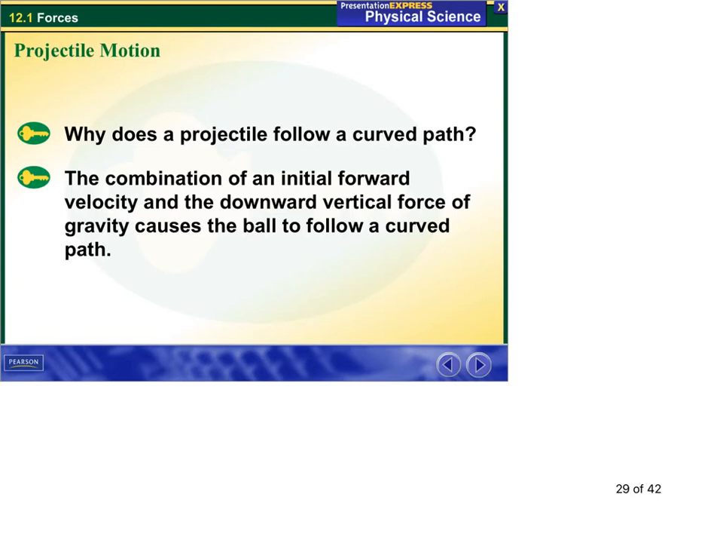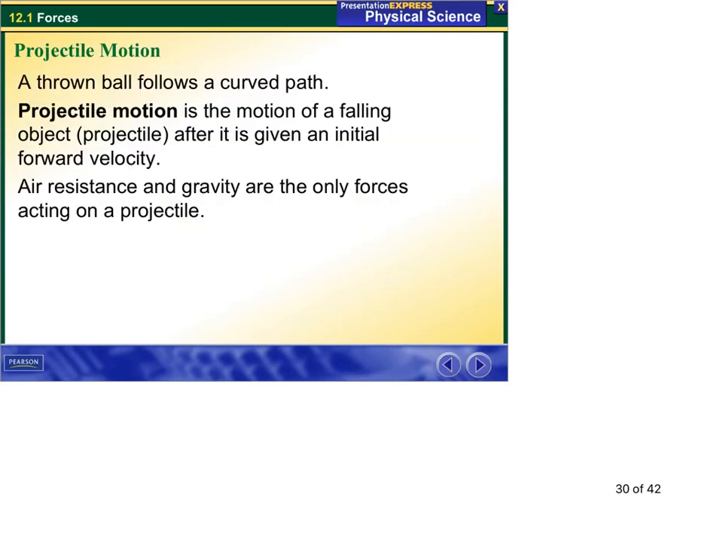Projectiles. Projectile motion follows a curved path. So, a combination of initial forward velocity and the downward vertical force of gravity causes an object to follow a curved path. One of our key points. By a projectile, we just mean some falling object. So projectile motion of a falling object, that's the projectile, after it's given an initial forward velocity.